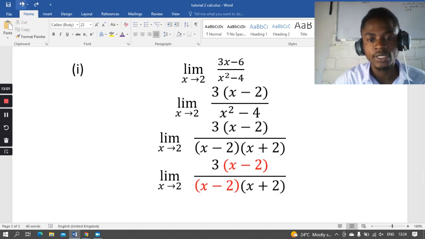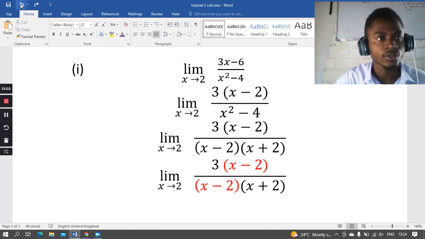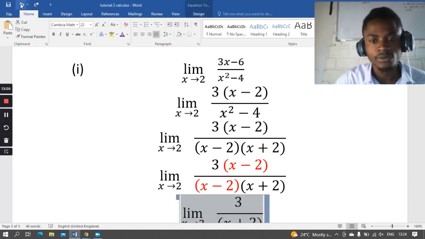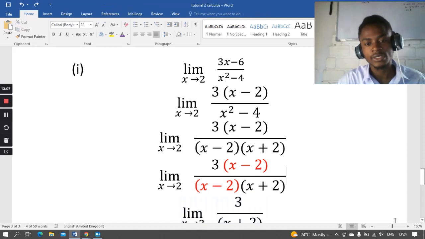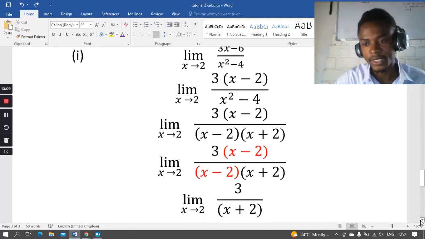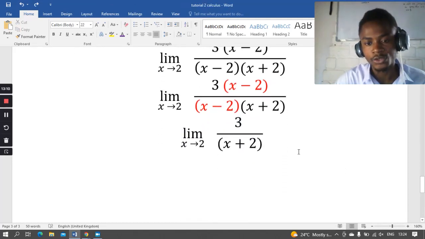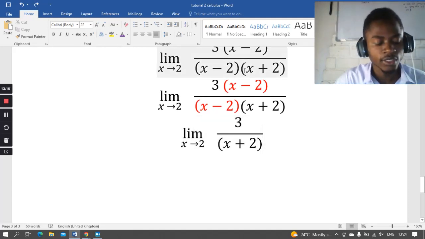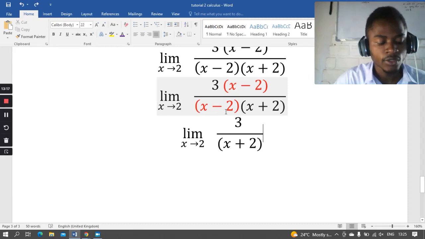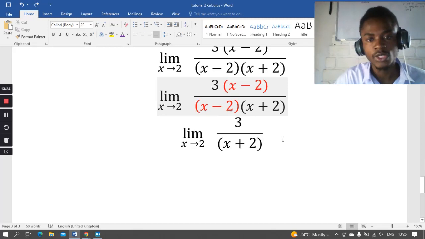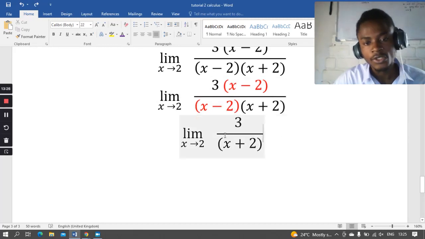So when we cancel them out, what are we going to have? We're going to have something like this, which is hidden down there. So when we work out, we are going to have something like that. Why? Because this one in red and that one in red have cancelled each other. So this one has gone into that one, like that. So we have this expression.